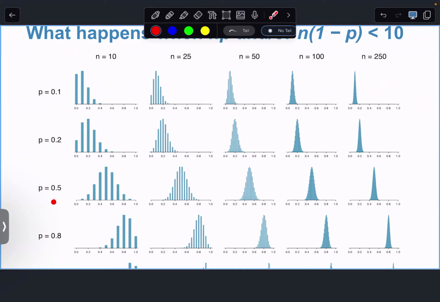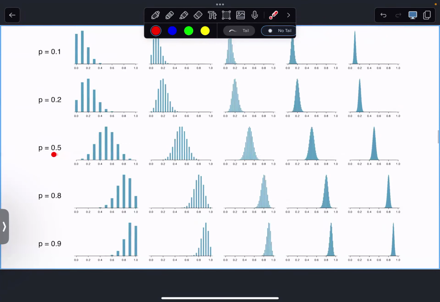In fact, if the probability is 0.5, even at a sample size of 10, we have basically a normal distribution already. If we have a small probability, it takes us a little bit longer, kind of 25 to 50, to reach that normal distribution. And so the closer we are to 0.5, the quicker we're going to move towards that normal distribution.